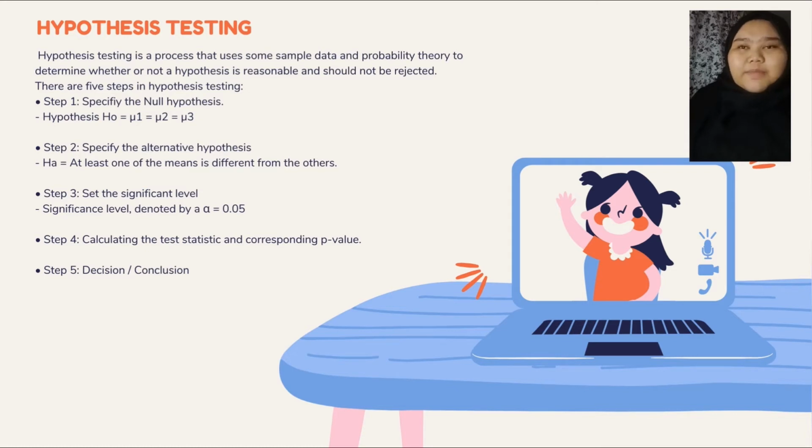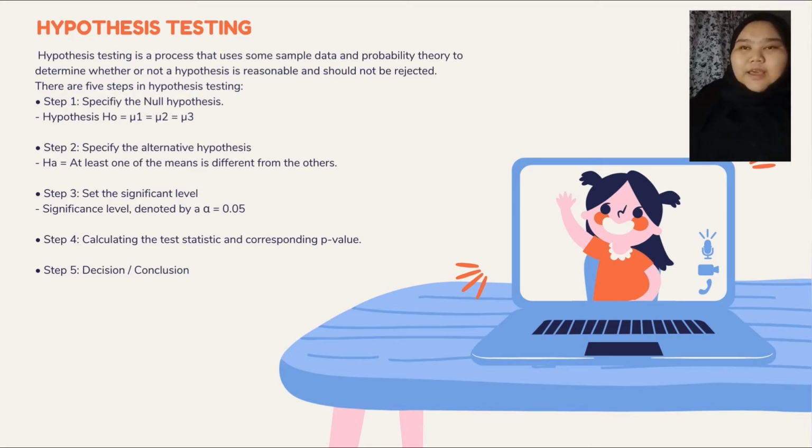The second step is to specify the alternative hypothesis. The alternative hypothesis, or H1, is the assertion that there is a difference or effect. This is usually the hypothesis that the researcher is attempting to prove. The alternative hypothesis is that the mean data of injuries and deaths is not 457.03, because at least one of the means is different from the others.